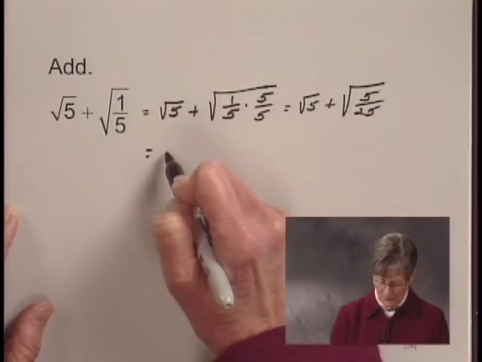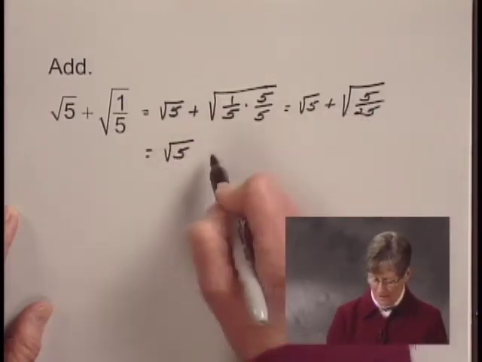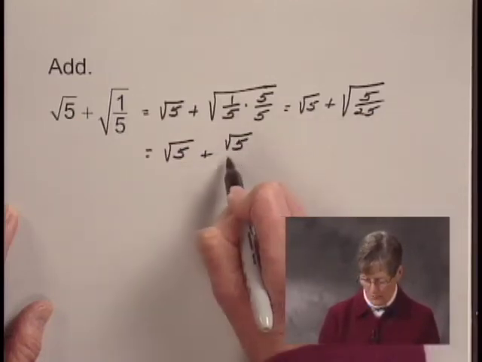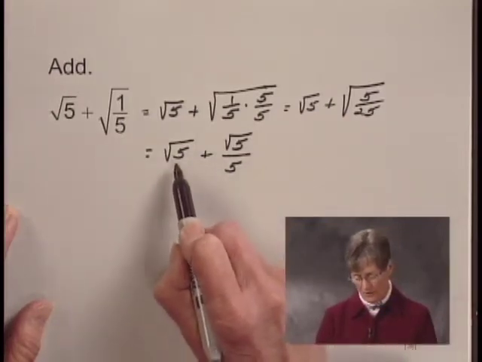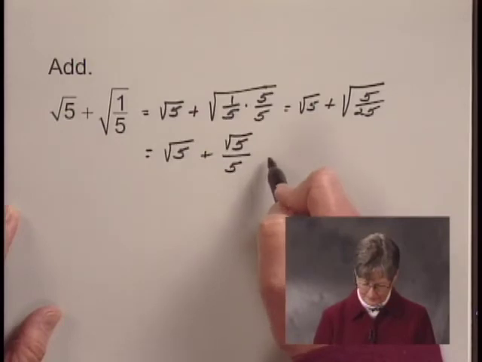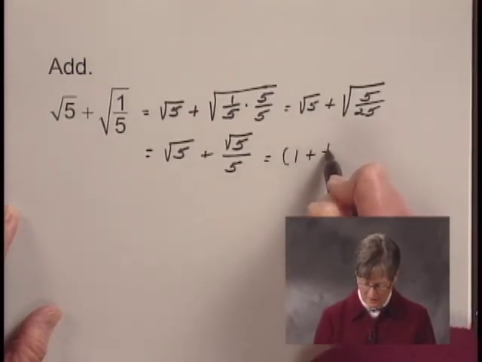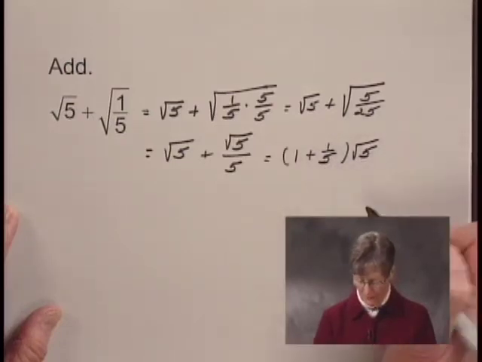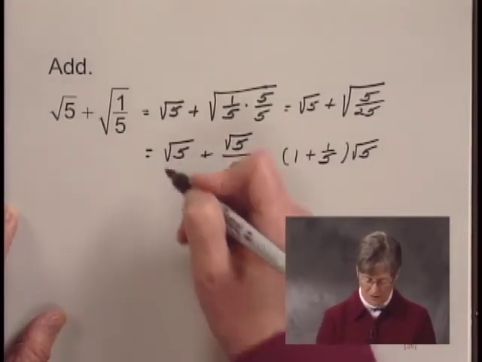Now I still have the square root of 5 here. The square root of 5 over 25 is the square root of 5 over the square root of 25, which is 5. Now I have two terms that involve the square root of 5, so I can add these. I can think of this as 1 plus 1 over 5 times the square root of 5. You can just think of this as factoring square root of 5 out of each of these terms.